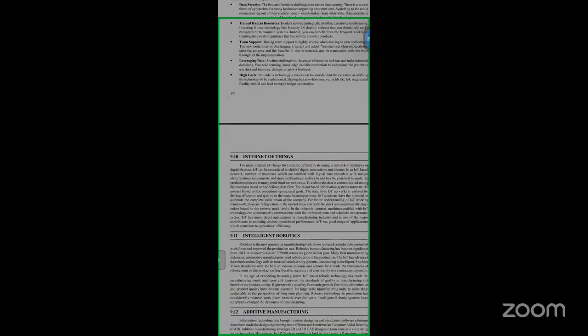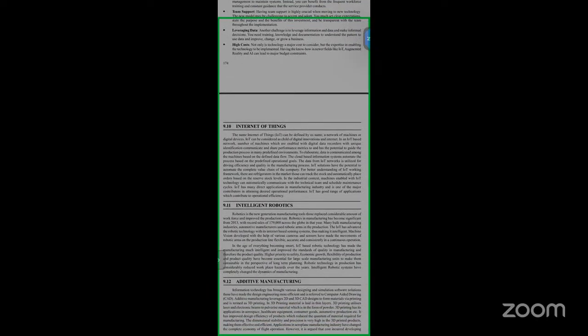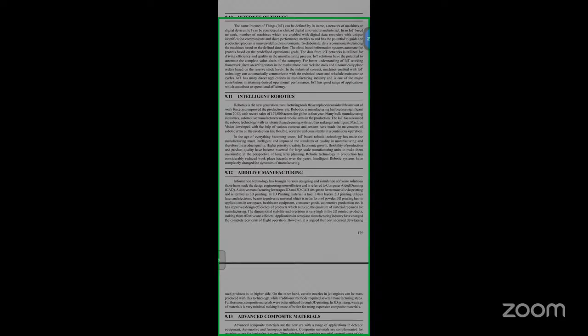Internet of Things. Defined by its name itself, it's a network of machines or digital devices, and it can be considered a child of digital innovations and the internet. In an IoT based network, a number of machines which are enabled with digital data recorders with unique identification will communicate and share performance metrics, and have the potential to guide the production process in many predefined environments.